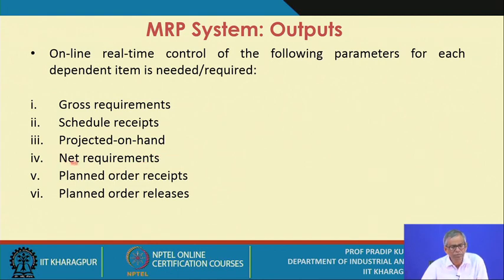Then the net requirements. These net requirements take into account the projected on hand and the scheduled receipts. If you subtract these from the gross requirements, then you get the net requirements. And once the net requirements are known, then either you place an order to a supplier, or you place a work order to your in-house facilities. So you have this data: planned order receipts and planned order releases.